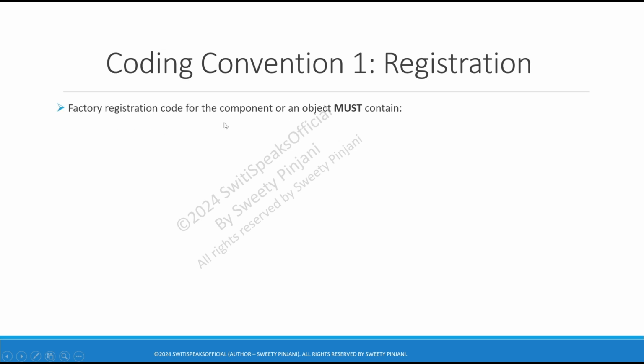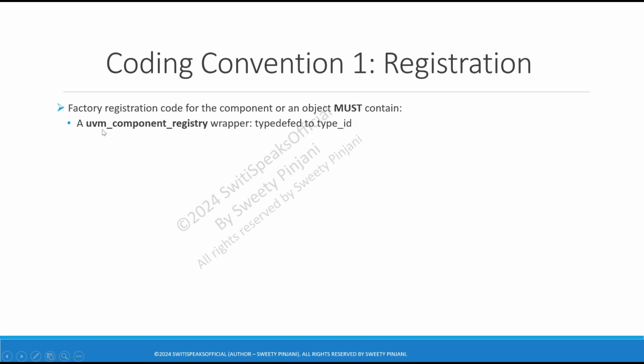The factory registration code for your component or object. You can register a component or you can register an object. What should that code contain? The first thing it should contain is a UVM component registry wrapper. It needs to be typedef to the type_id. All these are strict rules by UVM. The format you have to follow as it is.